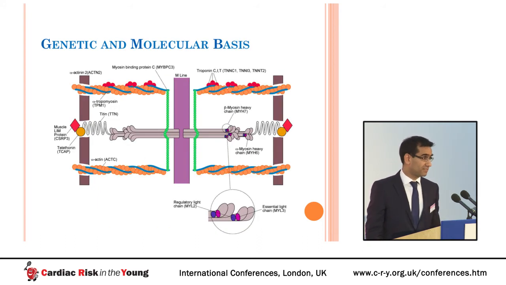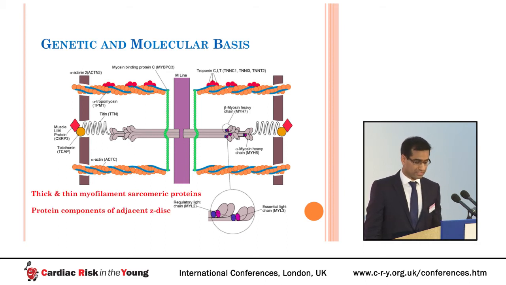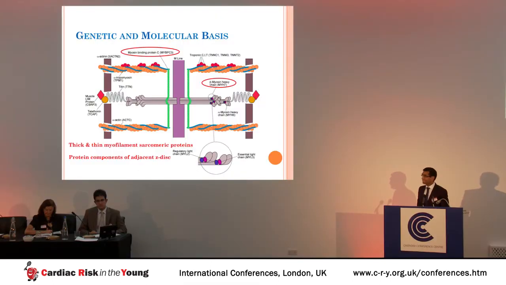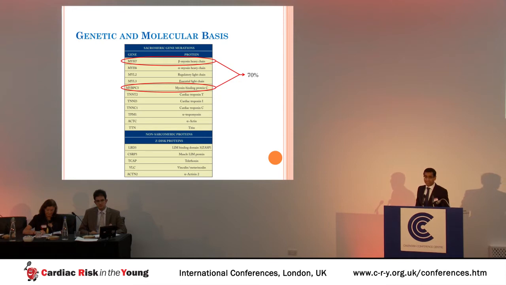We now know that HCM can be caused by mutations in over 11 genes, and the majority of these encode the thick and thin myofilament sarcomeric proteins and protein components of the adjacent Z disc. The majority of cases are due to mutations in the genes encoding for myosin-binding protein C and beta-myosin heavy chain, which together account for approximately 70% of cases.